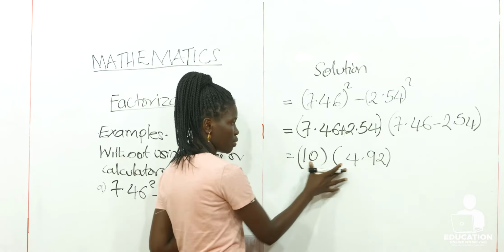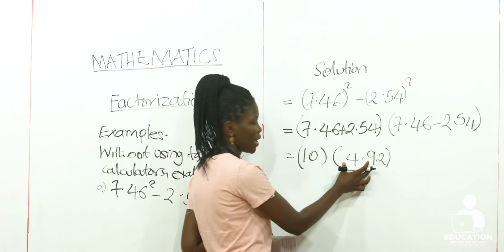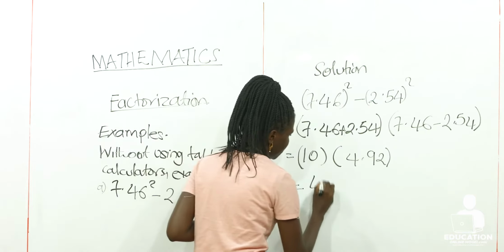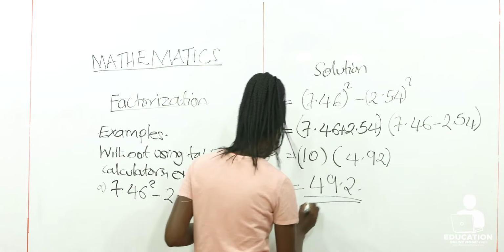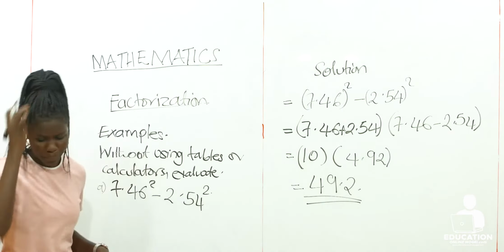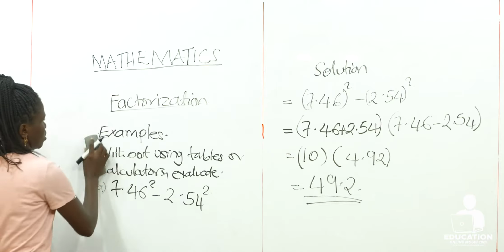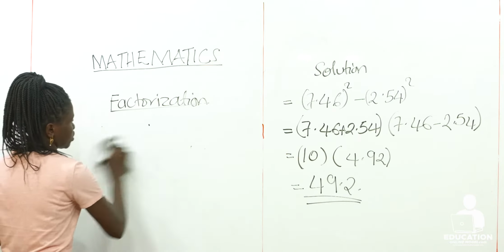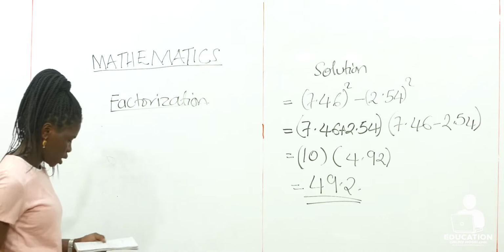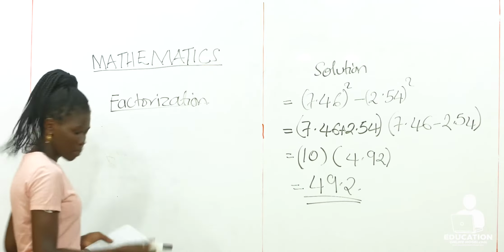So we're going to open the two brackets. This bracket will multiply this, and after multiplying, we shall be having 49.2 as our final answer. Let's go to the next example.